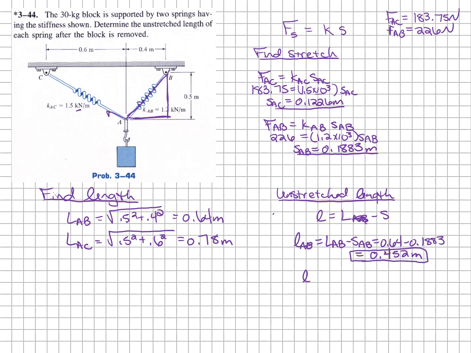And then little L of AC will be my big LAC minus my stretch AC, which is 0.78 minus 0.1226. And the answer is 0.658.